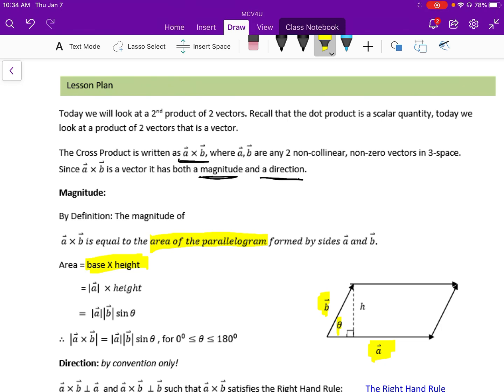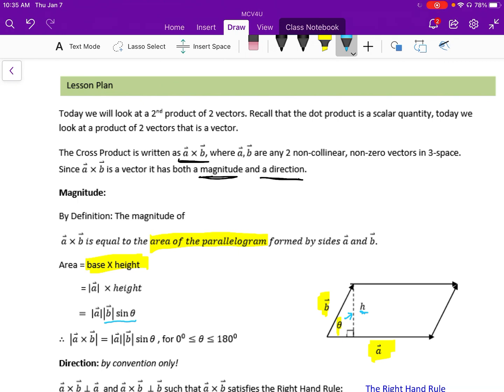Now, in the diagram, you can see that the base is the magnitude of A. But what is the height? If we take a look at the height of the parallelogram with this smaller triangle on the left-hand side, a right triangle, you can see that the height is the opposite side of theta. B would then be the hypotenuse, and the magnitude of B is the hypotenuse. Opposite over hypotenuse is sine of theta, so we're using sine theta. So we end up with the height equal to B times sine of theta.